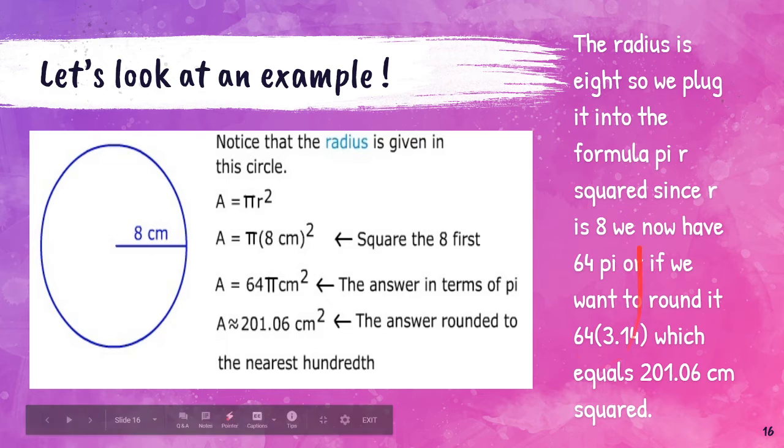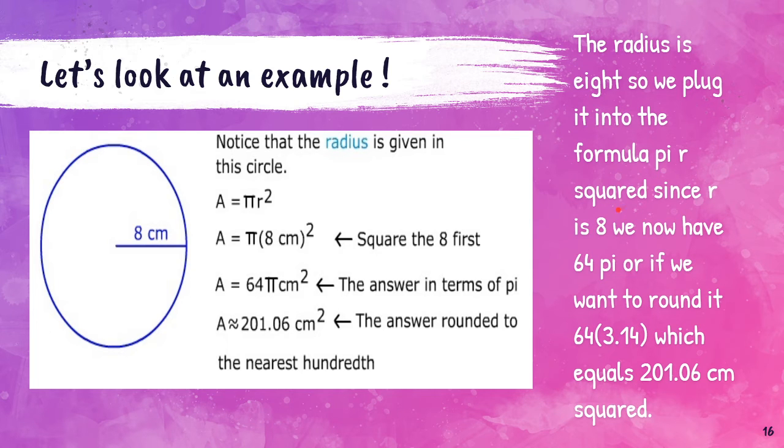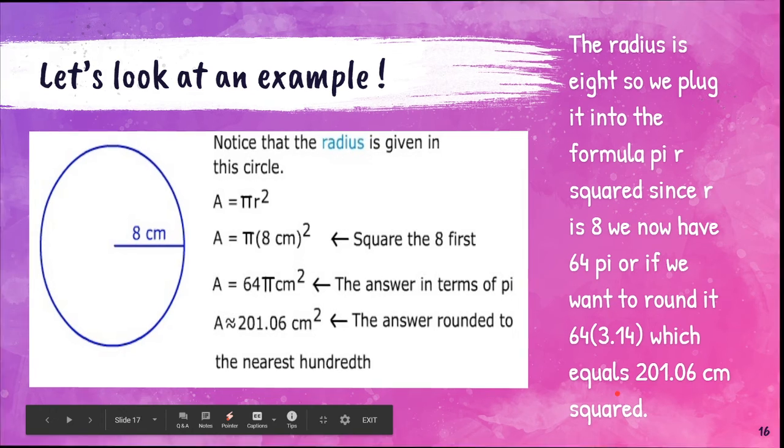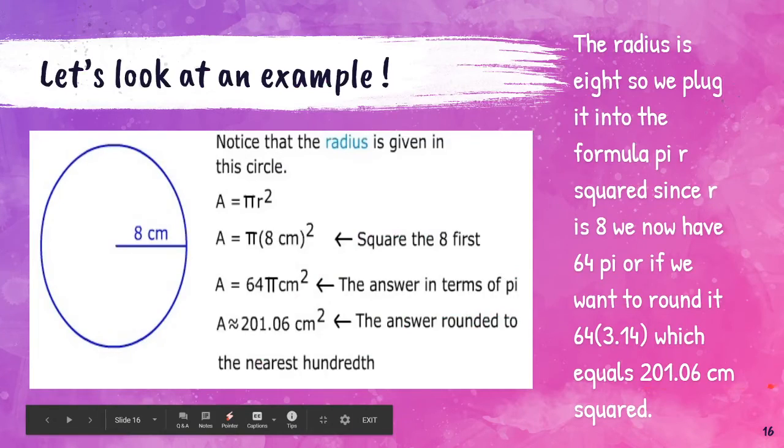So look, over here, you can see it. So let me just read this to get a clear understanding for you guys. So the radius is 8. So we plug it into the formula pi r squared. Since r is 8, we now have 64 pi, because 8 times 8 is 64. Or if we want to round it, you would just take pi and convert it into 3.14, and then that equals about 201.06 cm squared. You would put, let's go back, this unit, because this is the unit used in the picture. And do not forget the squared. Squared is important when we're talking about area.